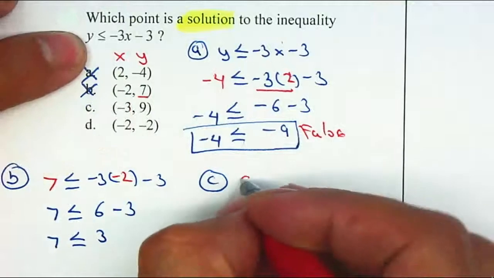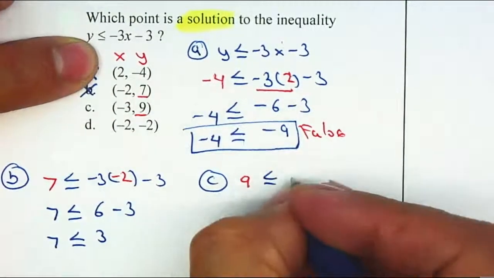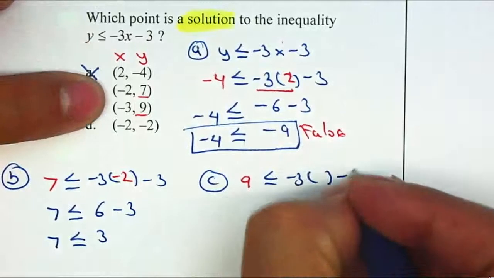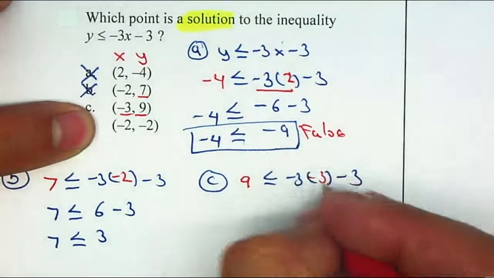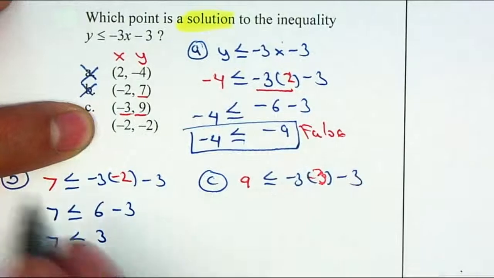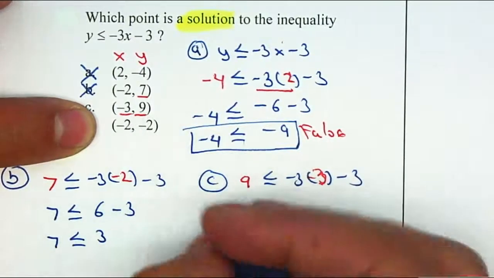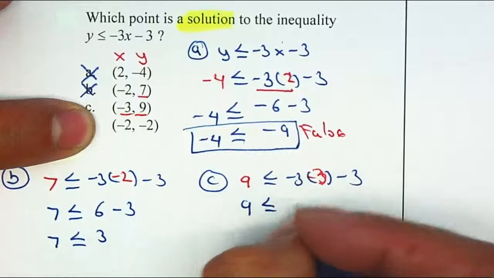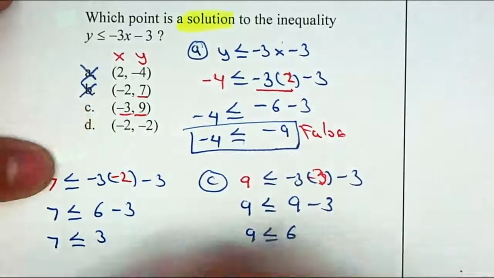9 is the y. We have 9 less than or equal to negative 3x minus 3. Instead of the x will be a negative 3. Be very careful when you do the work. Some of you are rushing and just place the first number first, the second one second. You just have to take a little more time. Negative times negative is a positive, minus 3. Is 9 less than or equal to 6? No.